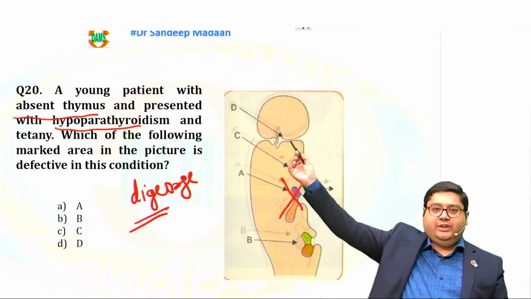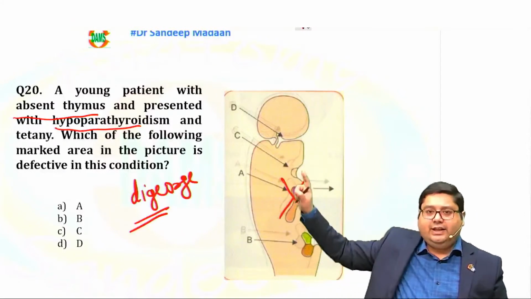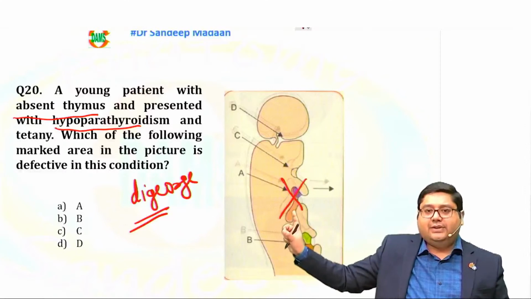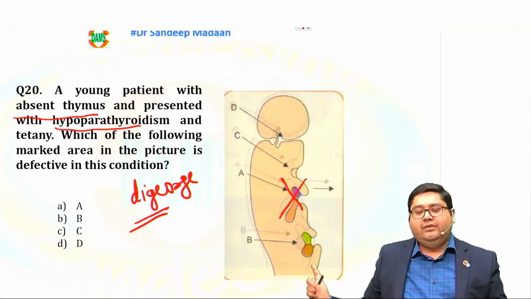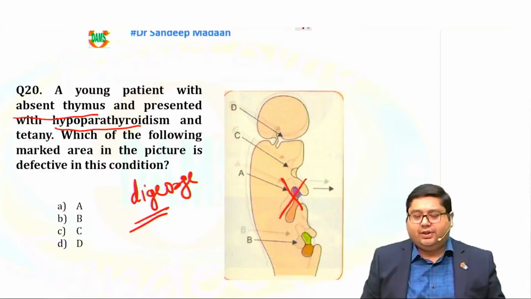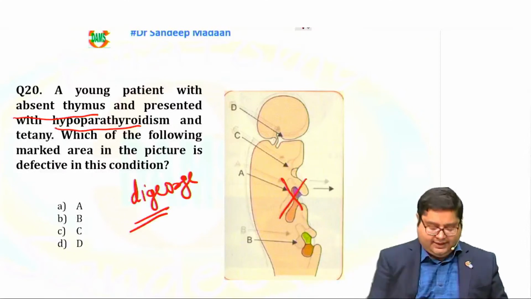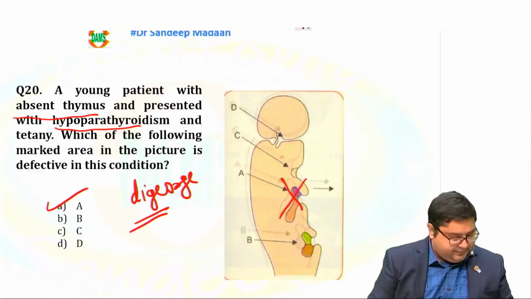What is the first pouch? Tubotympanic: the tympanic cavity and the auditory tube. What is second? Tonsil. What is third? Thymus along with some parathyroid. Here we have the ultimobranchial body for the C cells and some part of the parathyroid. Okay, this will be the inferior parathyroid, this will be the superior parathyroid. But the answer to this question will be A.